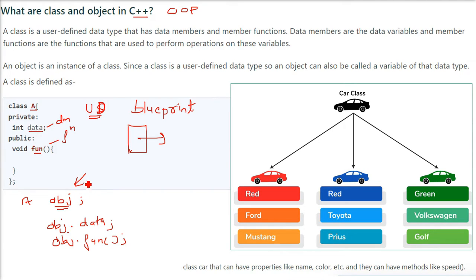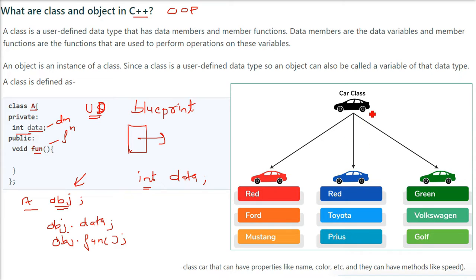Please remember, class is a user-defined data type, and object is a variable of this data type. Object is a variable because, like int a, you write, so a is an integer variable. Similarly, see, I'm just showing here. If you say int data, data is an integer variable. Similarly, an object is a variable of a class.